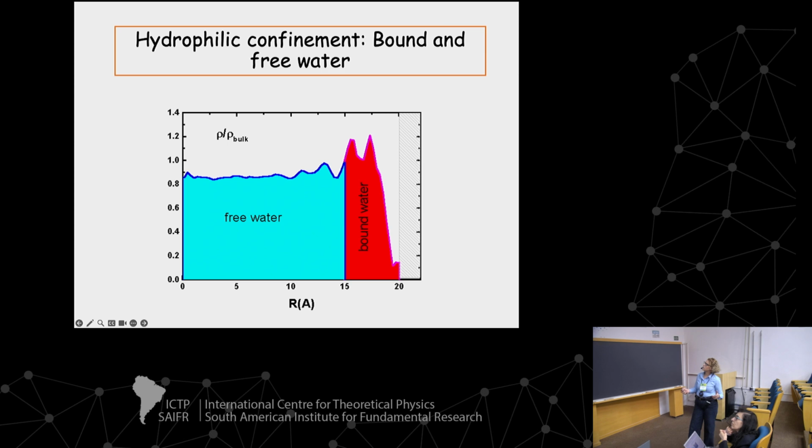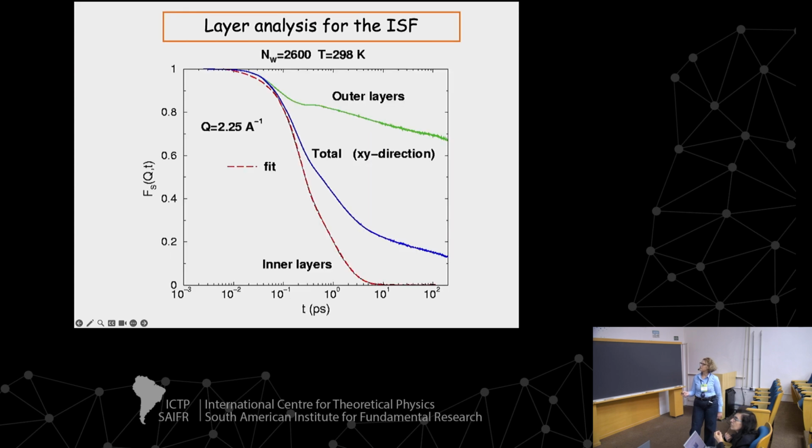So we decided to make a separate analysis. We calculated the correlator for bound water, so for these first two layers, and the correlator for what we call the free water, so the water which is in the inner part of the pore. So we tried to see whether we could fit this free water with a single stretched exponential. We saw that this water here is very, very slow, while this one was much faster. And in fact, the outer layer water is practically already a glass.